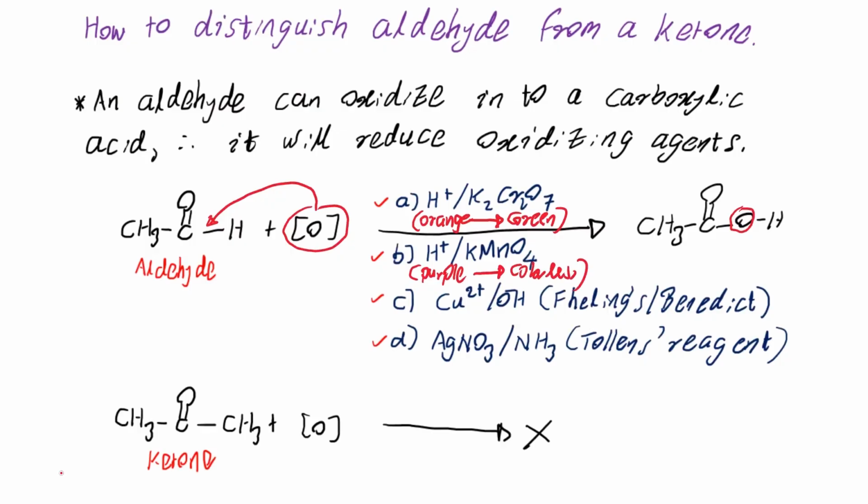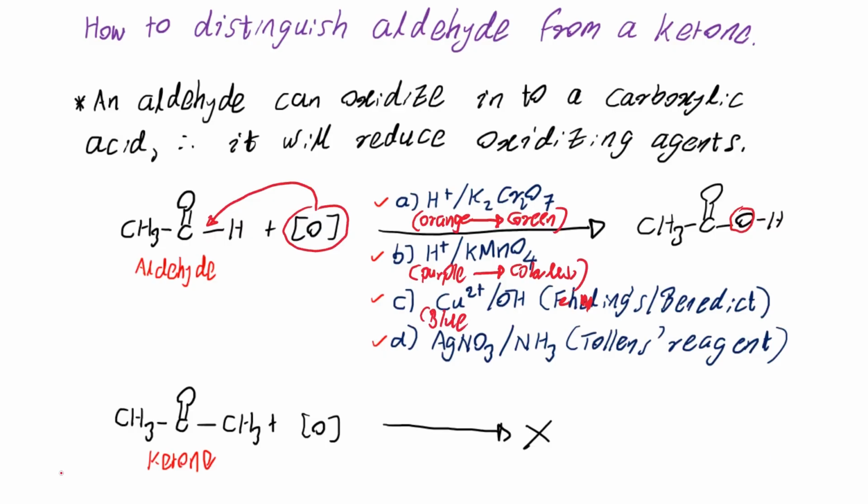Then copper 2+, which we call Fehling's solution. So when you add Fehling's solution, we also call it Benedict's solution. It's actually copper 2+ in a basic medium. Copper 2+ in a basic medium is blue in color.